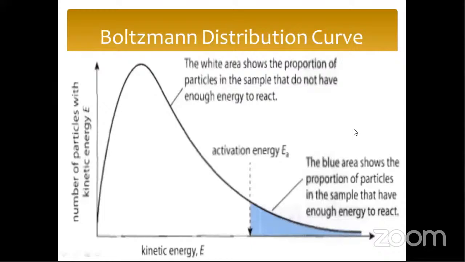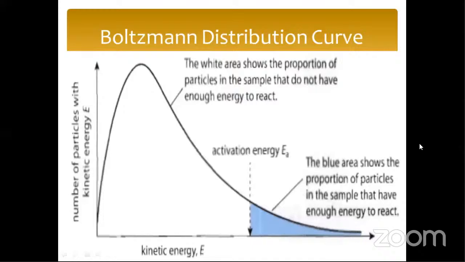So the Boltzmann distribution curve gives you the general distribution of energy of particles within a reaction mixture. Now here, our activation energy is denoted by this dotted line, and the blue area shows the proportion of particles in the sample that have enough energy to react. So the rest of these particles do not have enough energy to react. They do not have the minimum amount of energy, which is your activation energy. All right?